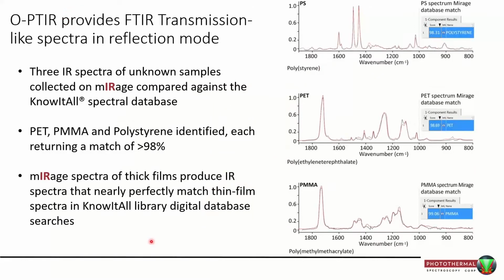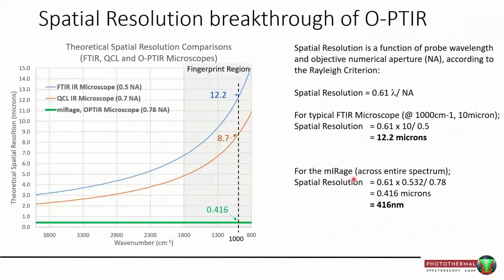I've mentioned before how O-PTIR spectra are equivalent to regular FTIR spectra, and here's, I suppose, the proof in the pudding here. We've got red spectra here being the library spectra, and black is the O-PTIR spectra, so they match up virtually identically. We've got polystyrene, PET, and PMMA. Right, so very photometrically accurate across the board.